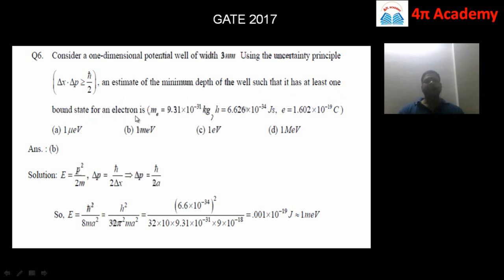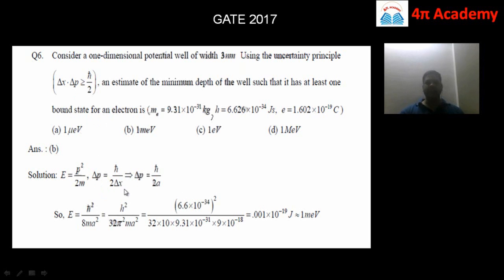Bound state means you have to calculate the minimum energy. And here you have given the mass of electron, then Planck's constant and the charge of the electron. So since this is the problem which is based on Heisenberg's uncertainty principle, in which the value of delta x is given, that is the uncertainty in measuring its position coordinate is given, which is 3 nanometer. We first estimate the value of the uncertainty in its momentum, and then we will calculate the uncertainty in its energy. So the uncertainty in its momentum will be delta p, which is equal to ħ upon 2 delta x.